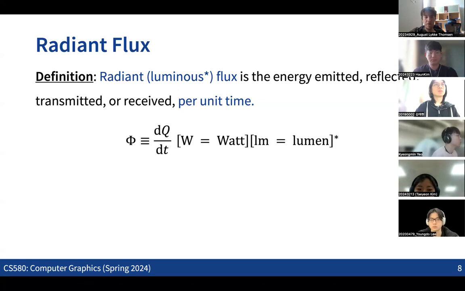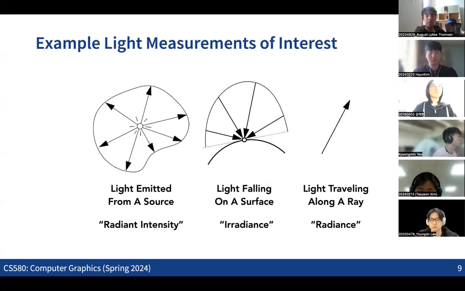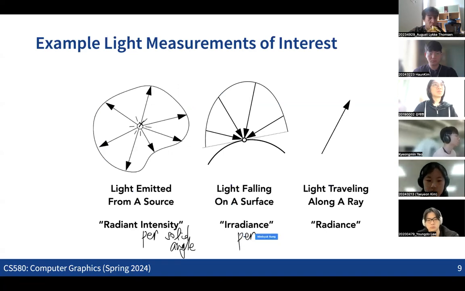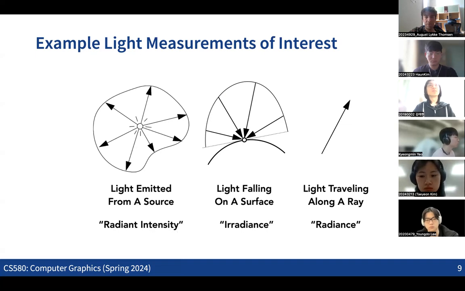So this is the basic thing, the radiant flux, which is about the power of the light. And then we are going to discuss different things, like the intensity, which is about the power per direction, or per solid angle. Also, we can think about the light falling on a specific point over a surface, so it's per surface, per area. And also we can think about the ray traveling in the space, which is the radiance, per solid angle and per area. So we're going to get into those things.